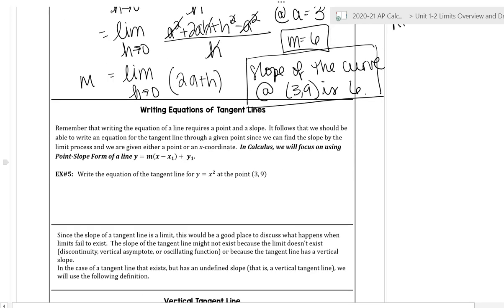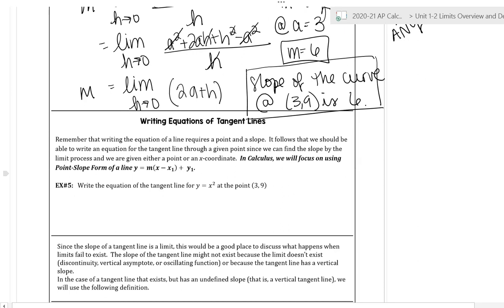Last but not least part right here is we are going to be writing equations of tangent lines. So remember that when we write an equation of a tangent line, what we're doing is we require a point and a slope. We're going to be using point-slope form a lot in calculus. I'm actually going to scratch that out because that's not what you usually see. You usually see the form y minus y1. It's an equivalent form, but this will be the general.